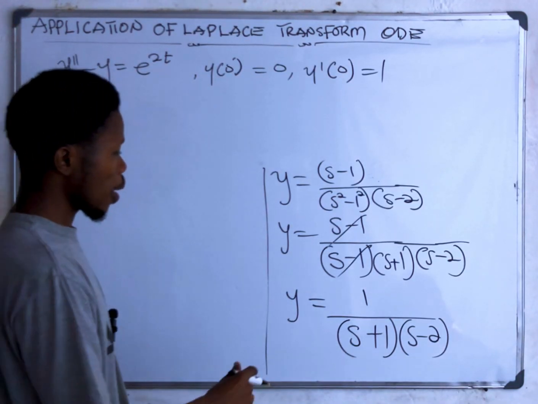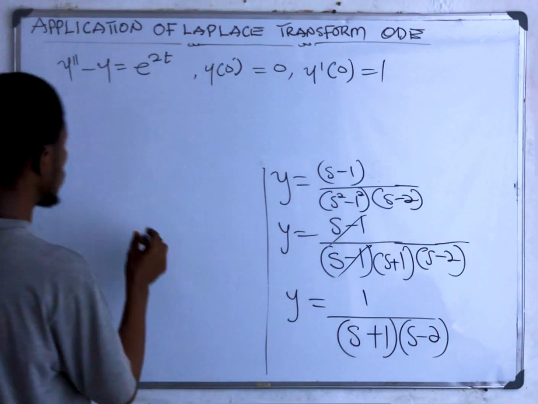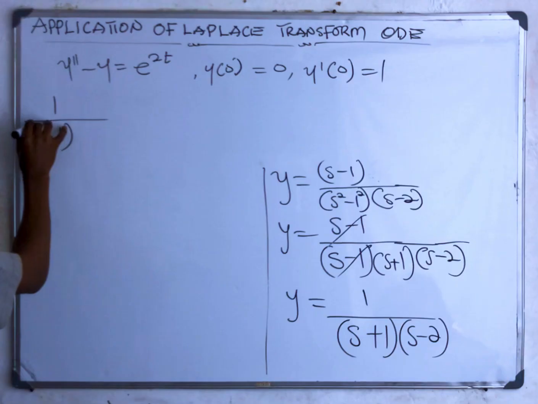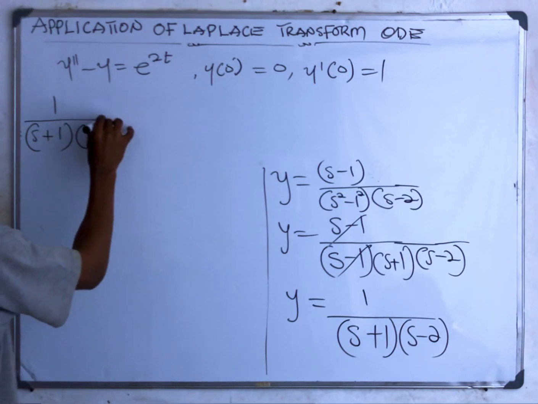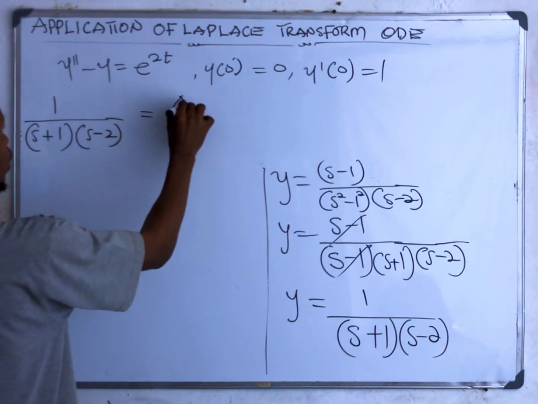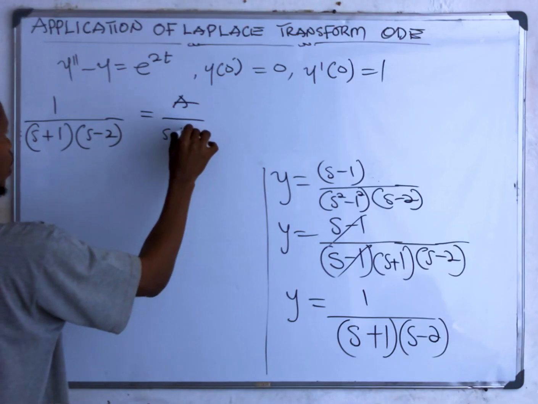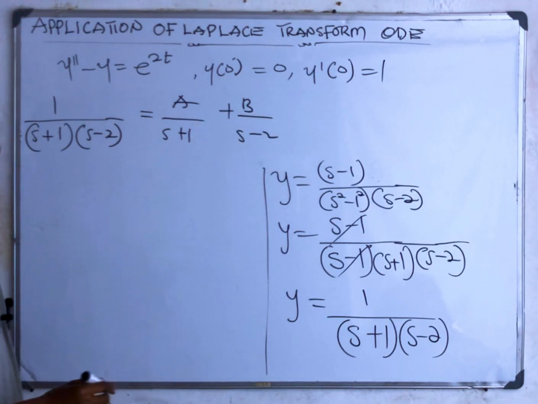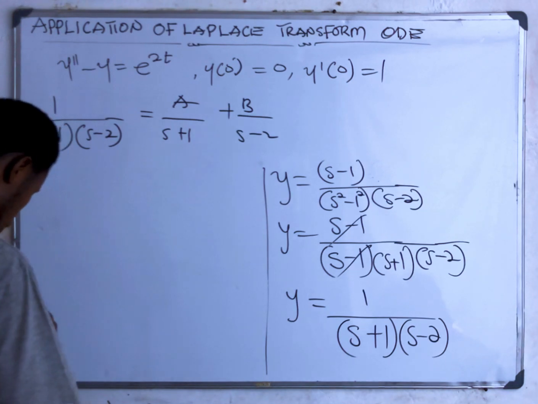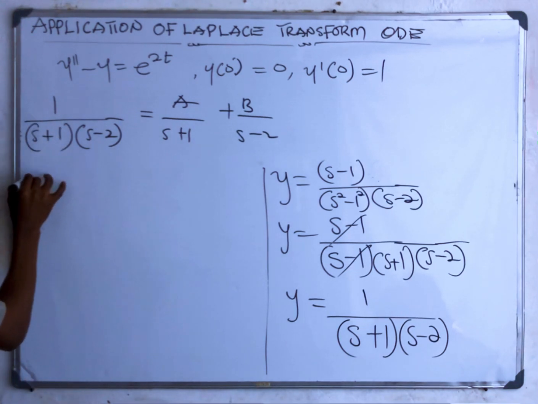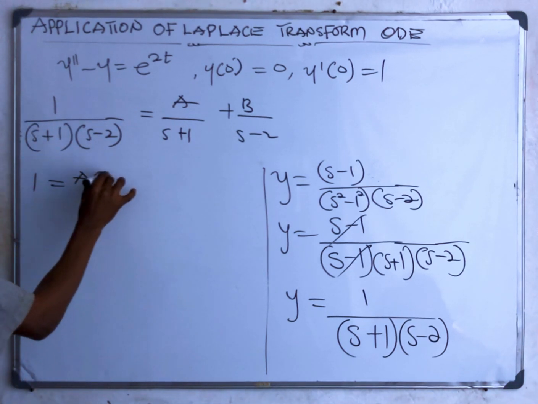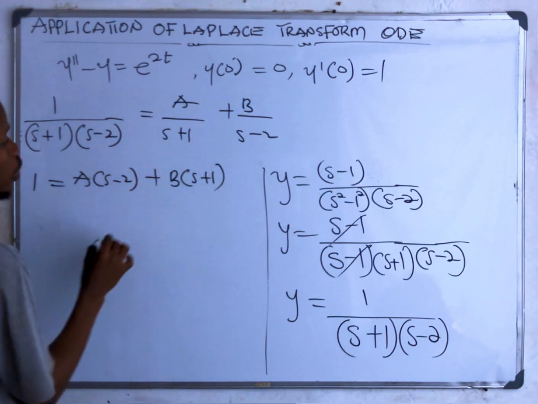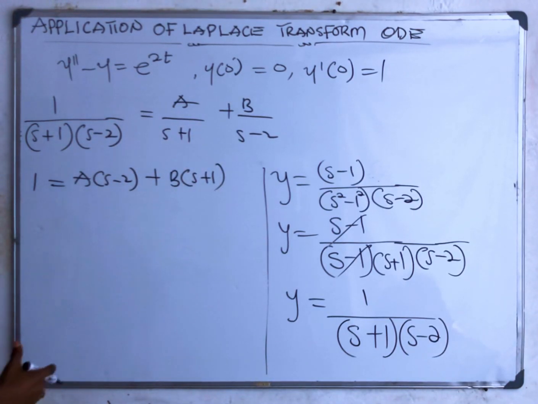Okay, so you're going to apply partial fractions on this. You know that 1 over s plus 1, s minus 2 can be written as a over s plus 1 plus b over s minus 2. I hope you're okay with that. Good. So with this, we can say that 1 is equal to a bracket open s minus 2 plus b bracket open s plus 1. This is a partial fraction.